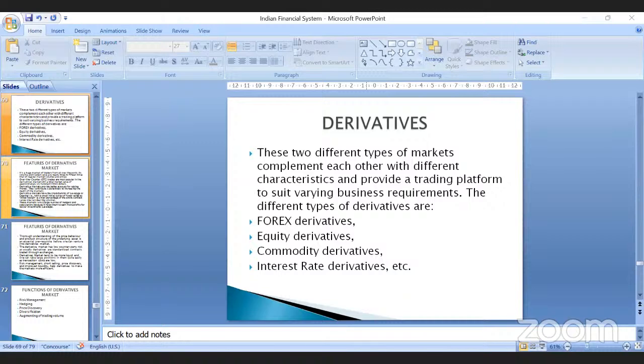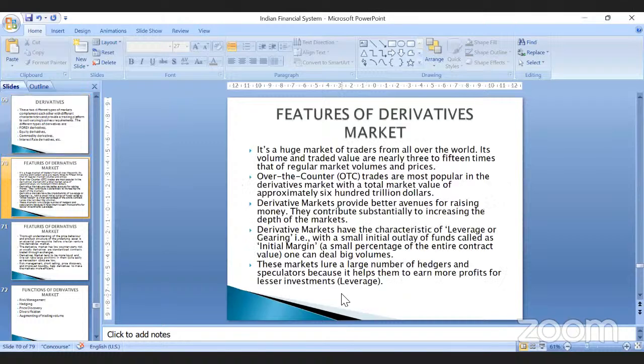Now, what are the features of the derivative market? How can you identify it separately from a foreign exchange market or any other market? Whenever we are talking about the derivatives market, this is considered to be one of the huge markets of traders from all over the world, because the volume and the traded value of the transactions is 13 to 15 times more than the regular markets. So you can imagine the size of these derivative markets. They operate on a very large scale.